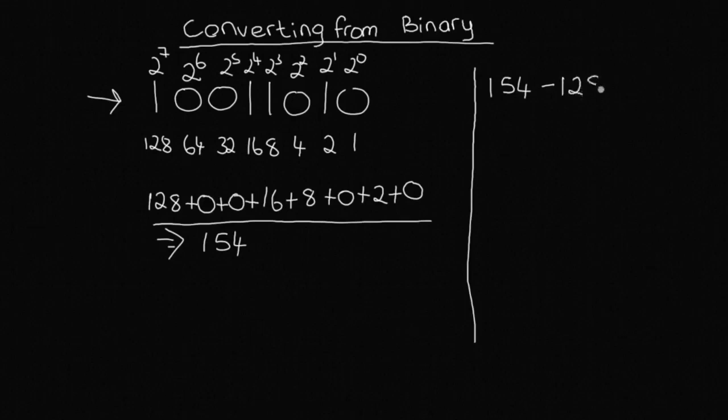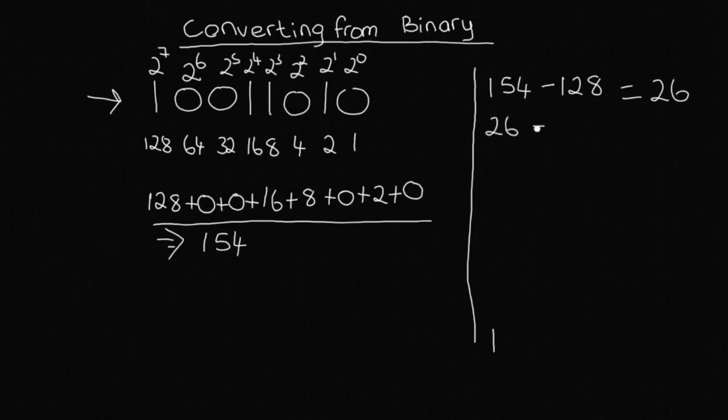So we'll say 128. And we'll draw a little chart down here at the bottom so that we can keep track of what we're taking away. So we can start off with our first one here, which would be 1, because we can take off 128. Then after we take 128 from 154, we are left with 26. So we can put 26 down here.